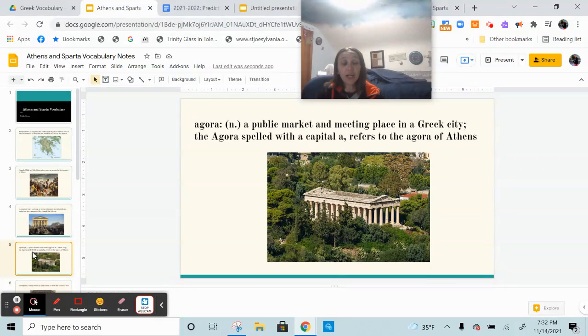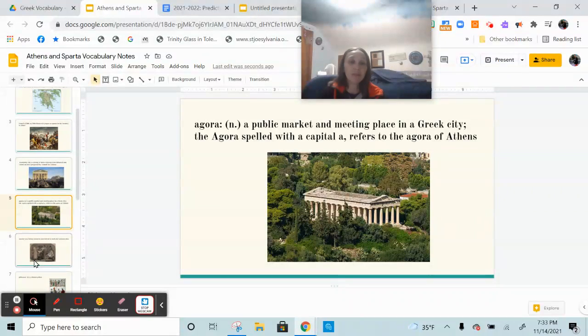Agora. Agora is a public market and meeting place in a Greek city. The agora, spelled with a capital A, refers to the agora of Athens. And this is kind of what it looks like. I'm going to show you a little bit more detailed picture of it later on.